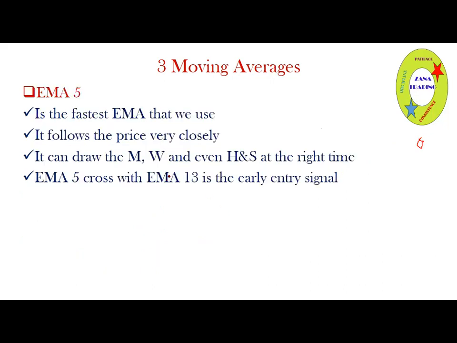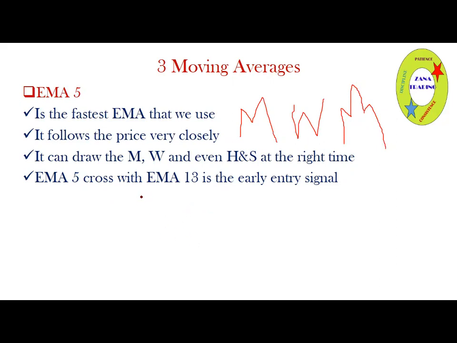So the EMA5 is the fastest moving average that we use. We know there's 1, 2, and the like, but we use the 5 as our fastest. And this will follow our price very closely. It can draw the M or the W or even the head and shoulder pattern. You can actually see it following that kind of pattern when you want to observe it.